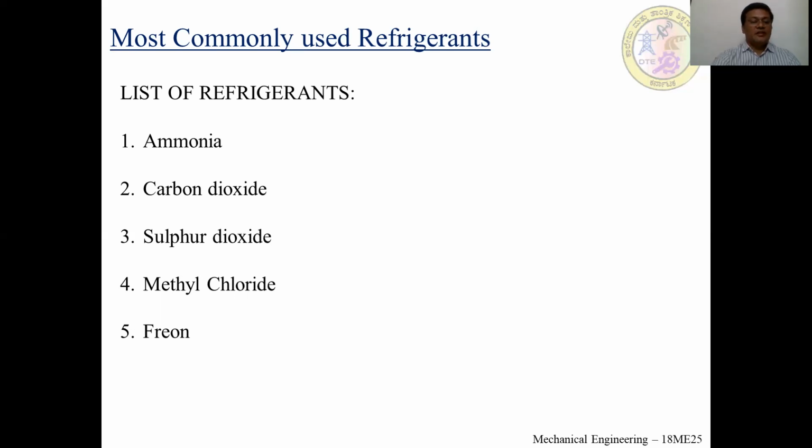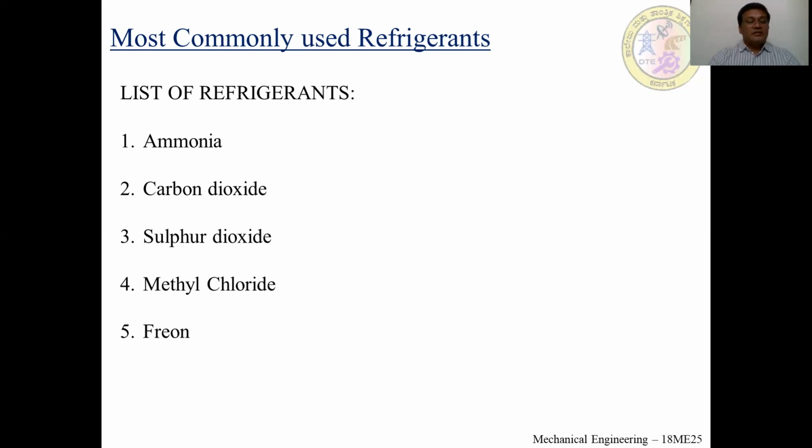So the next refrigerant is methyl chloride. Methyl chloride was used earlier in domestic as well as small scale industrial applications. The drawback of methyl chloride is that it will burn under some conditions. So that's why methyl chloride is also not preferred.